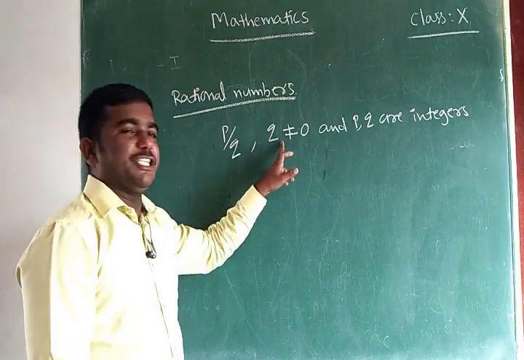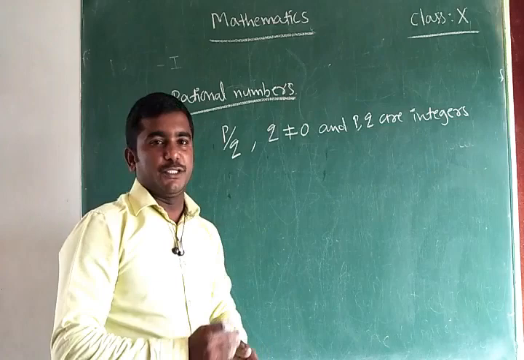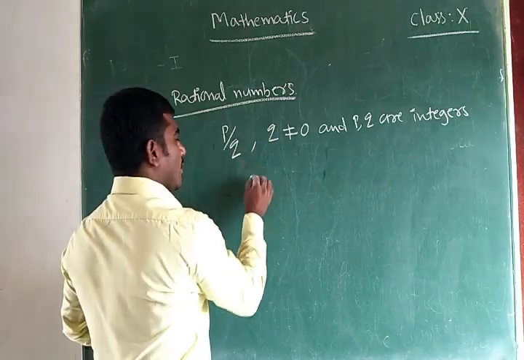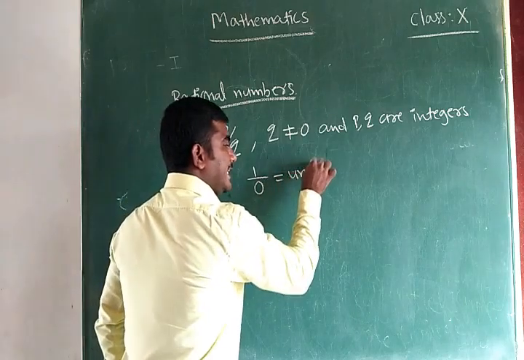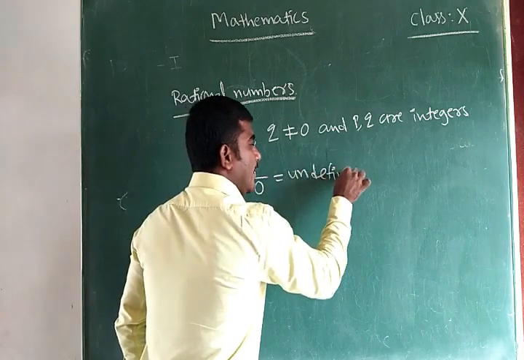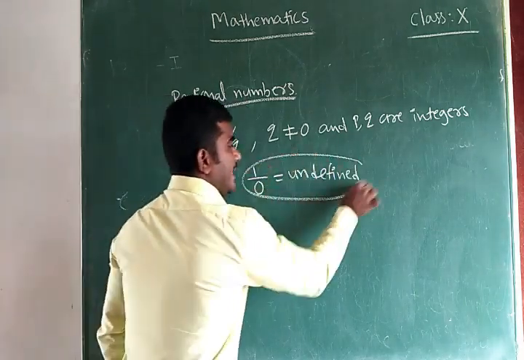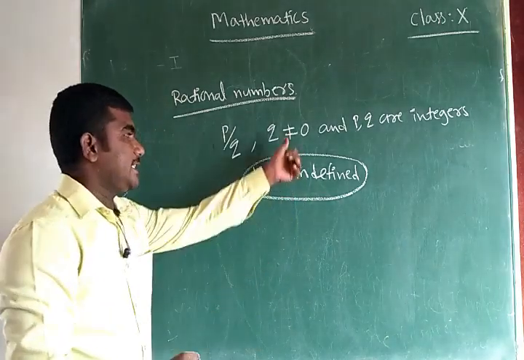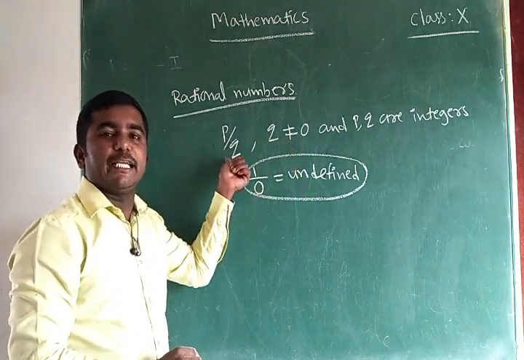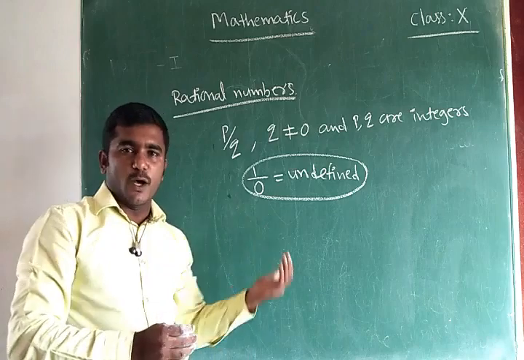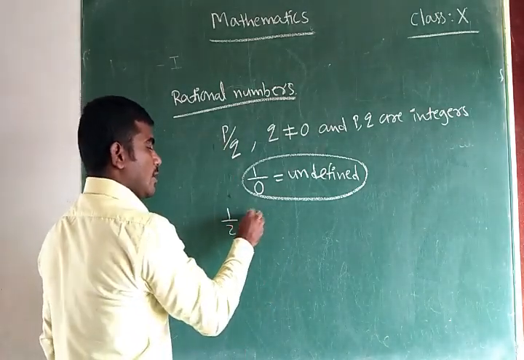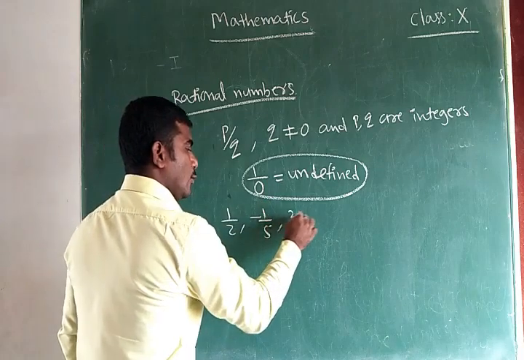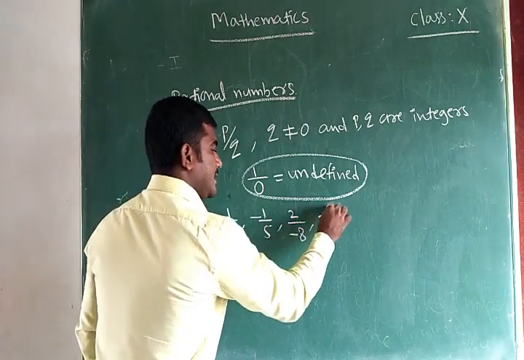But only one condition is there here: q not equal to 0. Why q not equal to 0? Because 1 by 0, if the denominator is 0, that is undefined. When the denominator is 0, it is always undefined. So except q not equal to 0, for p and q you can take any value, either positive or negative. For example, 1 by 2, minus 1 by 5, 2 by minus 8, minus 3 by 4.